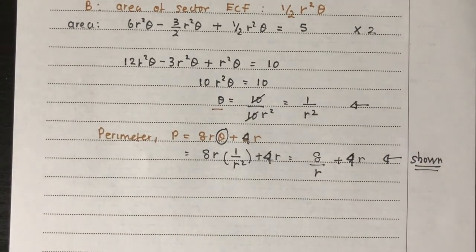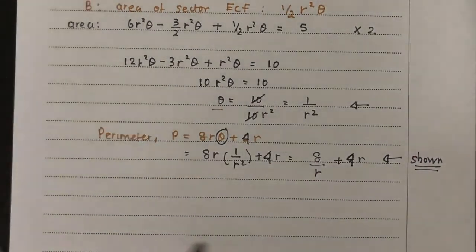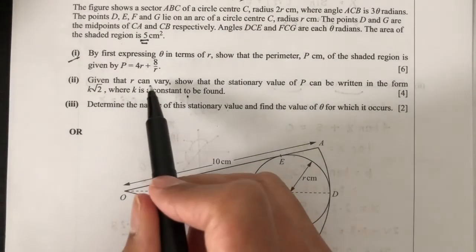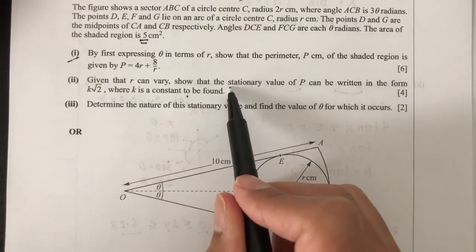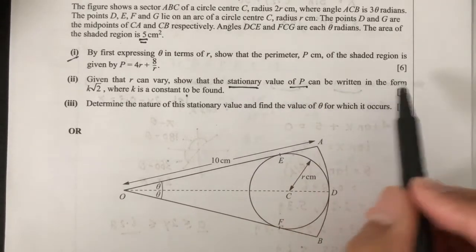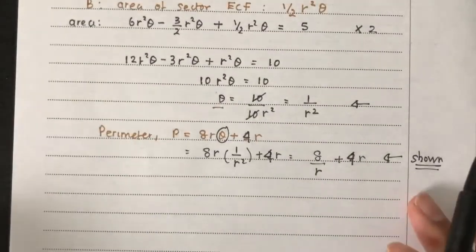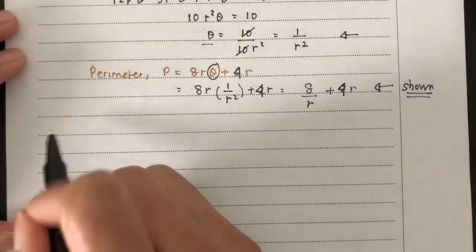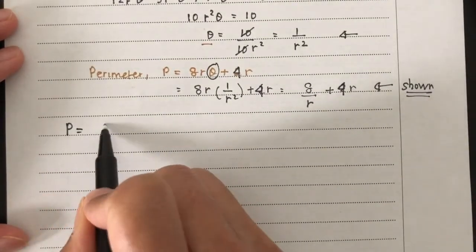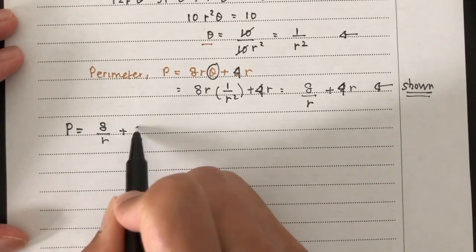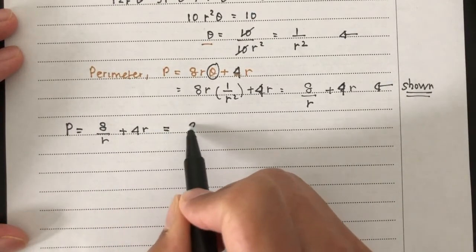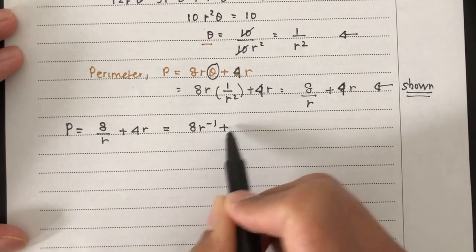Okay, same as part 1. Now part 2: given that r can vary, show that the stationary value of p can be written in the form of this, where k is a constant to be found. So pretty easy. Since p is given by 8 over r plus 4r, this can be written as 8r^-1 plus 4r.